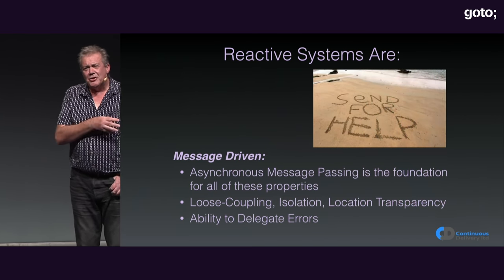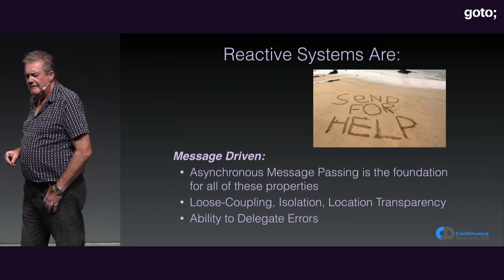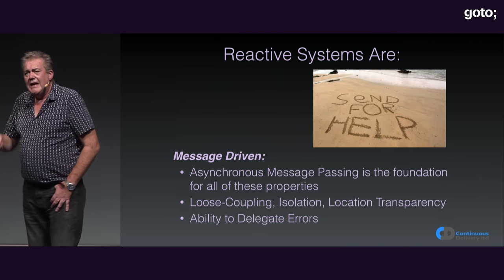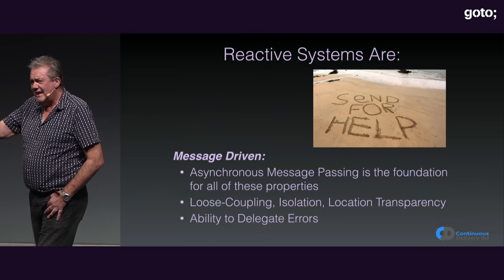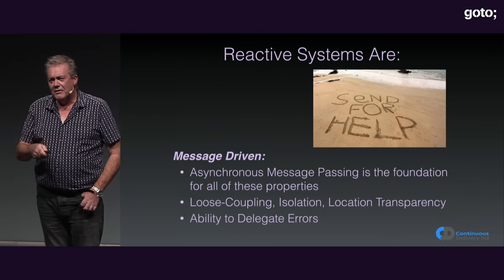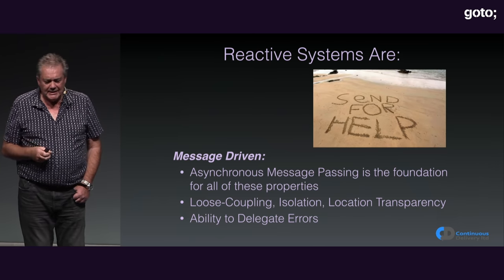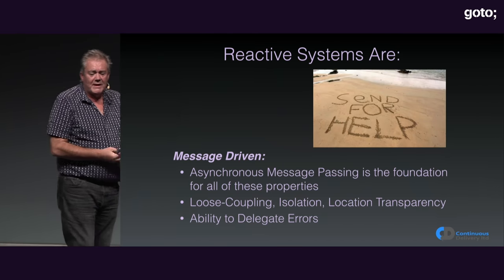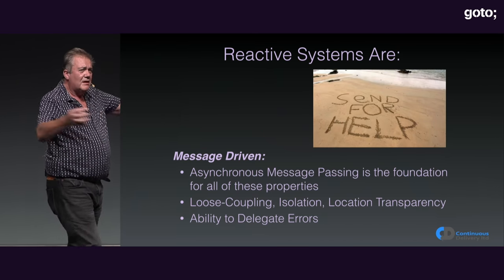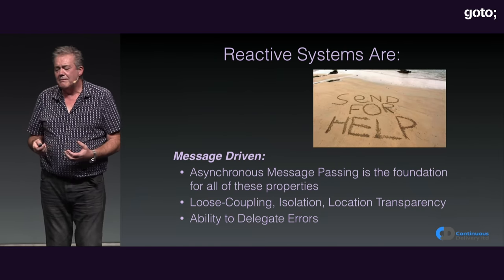This is a kind of naturally distributed software architecture. They're message-driven, and not just message-driven in the sense of a REST API or something like that. These are asynchronous message-driven systems, and the asynchrony is important, and we're going to get into that as well. They're loosely coupled. Isolation and location transparency give us the ability to scale these things up and down, and give us a bunch of interesting properties.